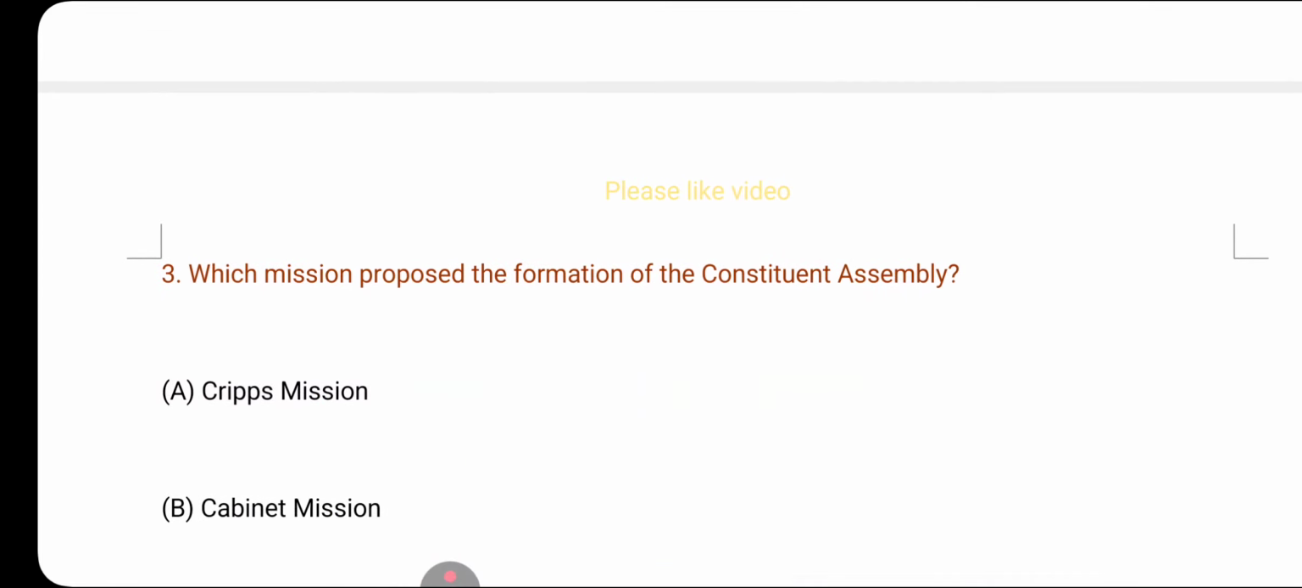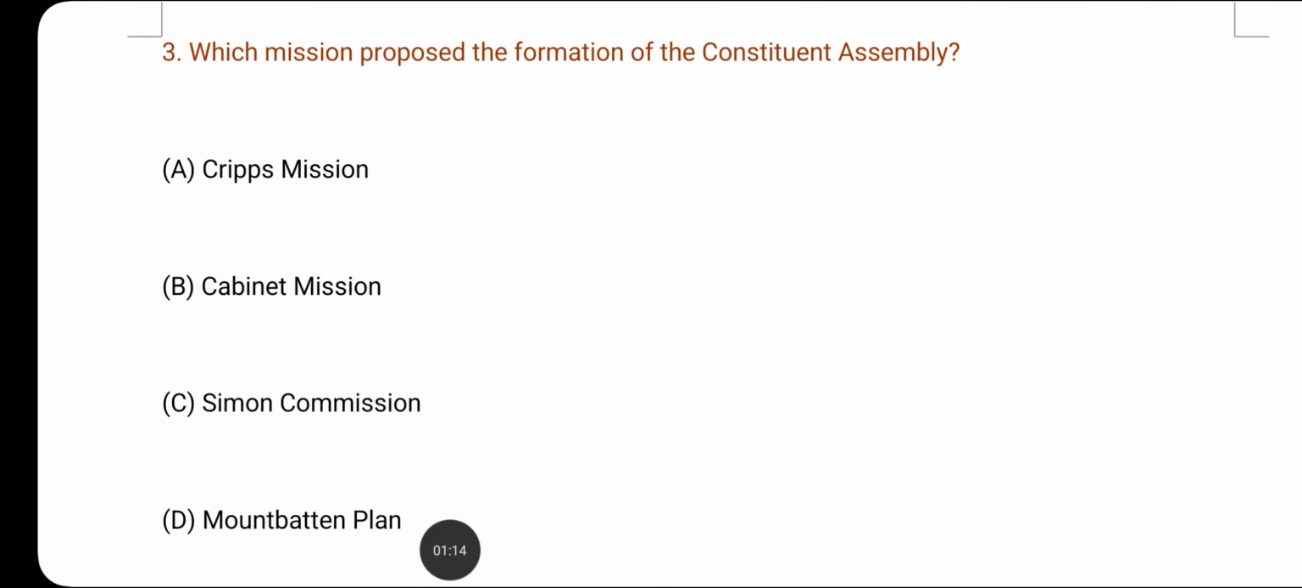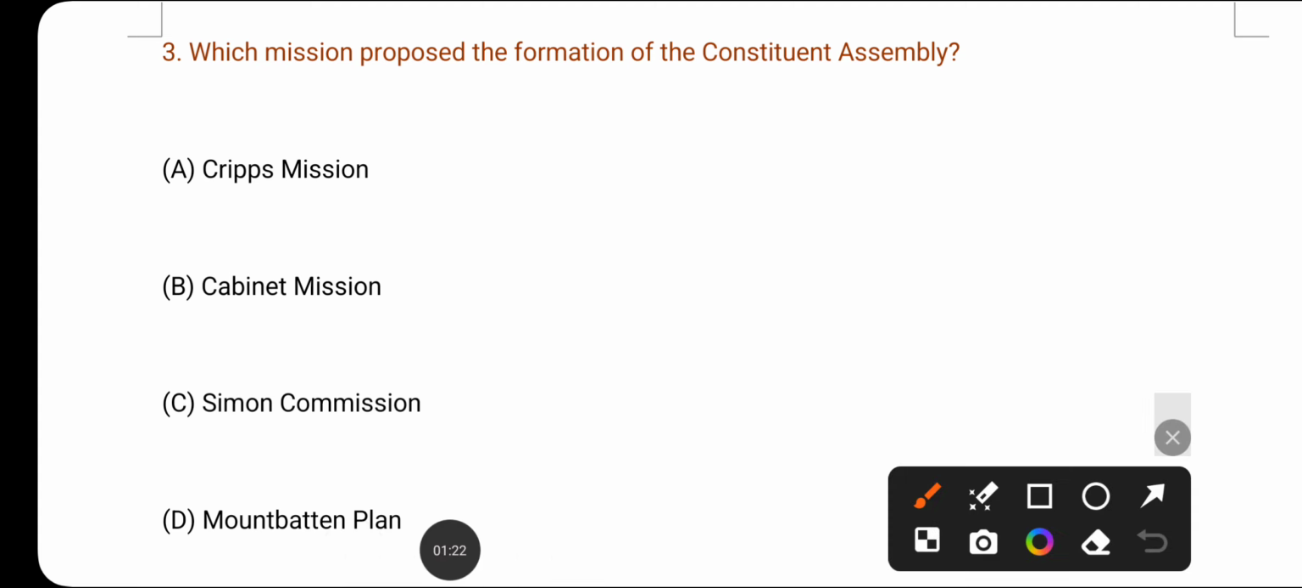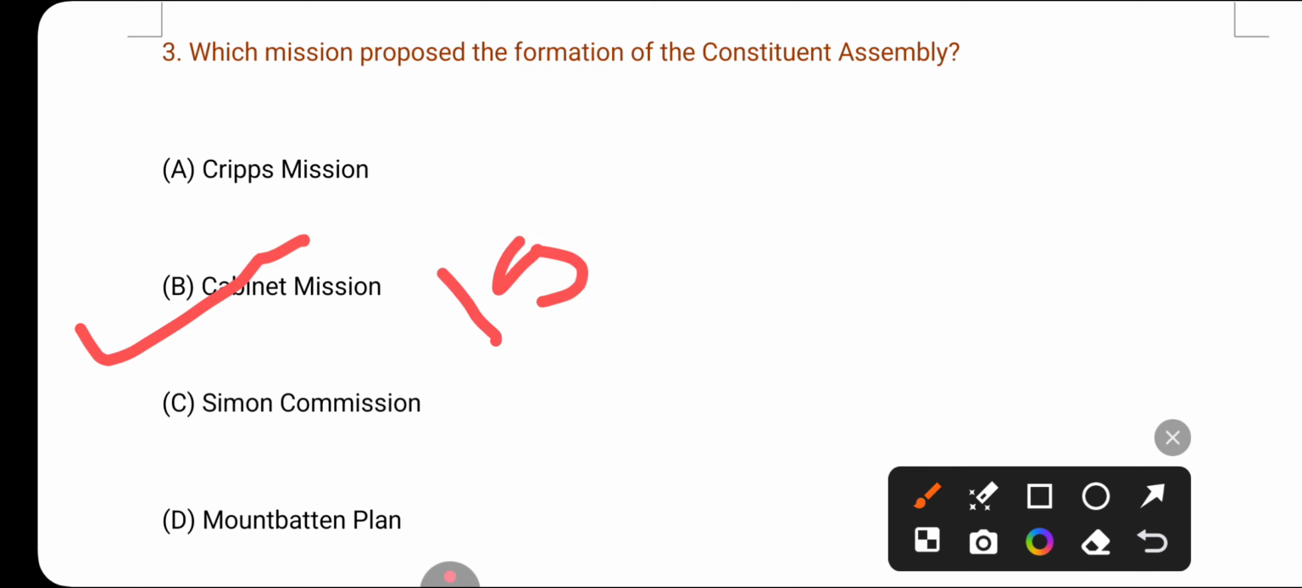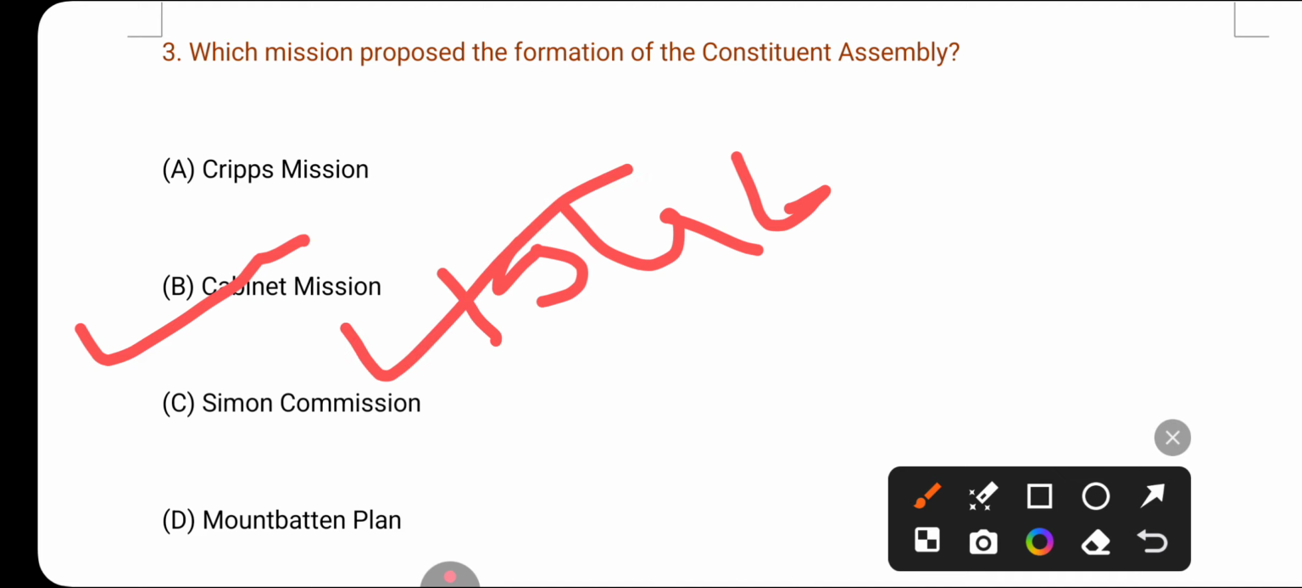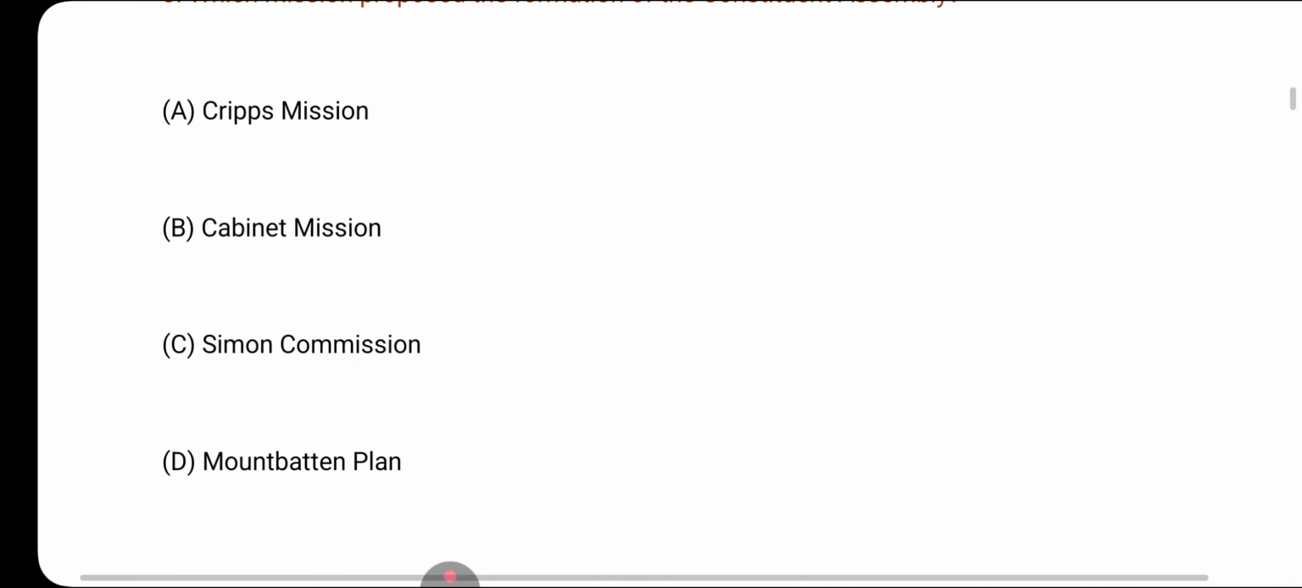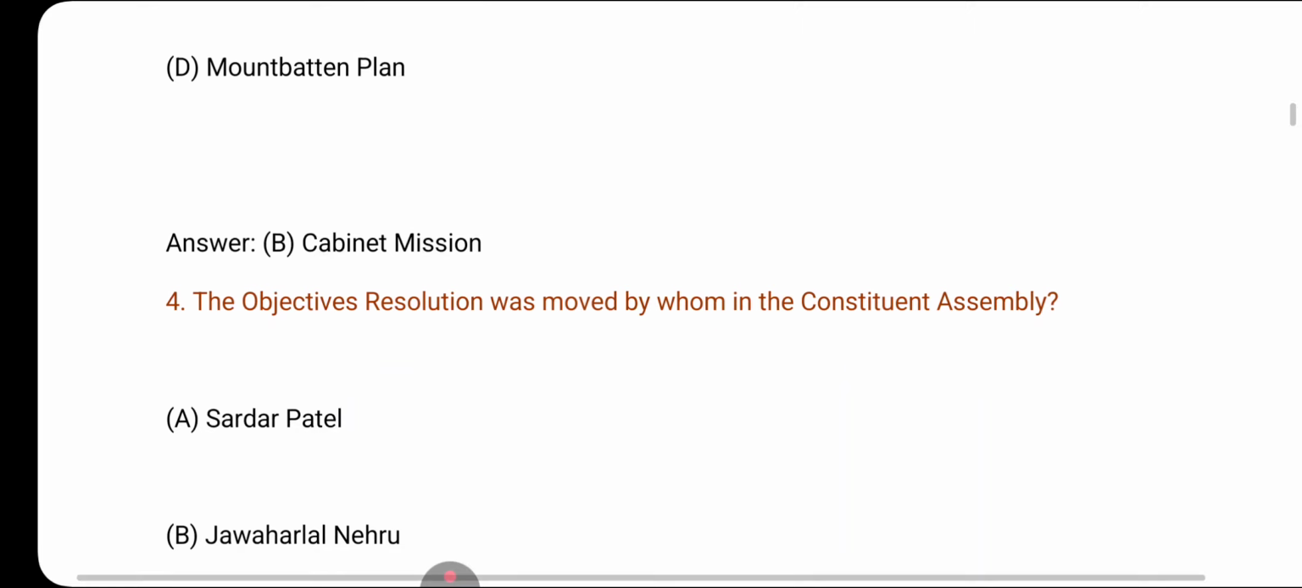The next question, friends, which mission proposed the formation of the Constituent Assembly? The correct answer is option B. Cabinet Mission proposed the formation of the Constituent Assembly. And if you ask when the Cabinet Mission came, then 1946. In 1946 the Cabinet Mission came to India.